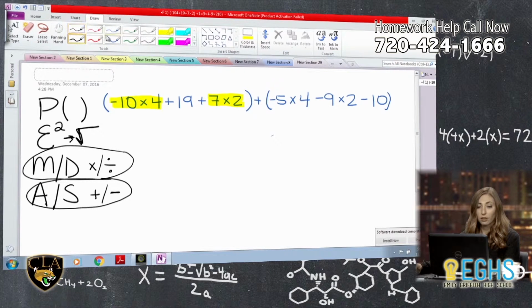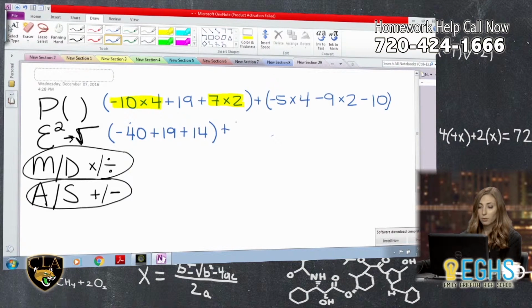So make sure the one on the left gets done first, everything gets rewritten, and then the one on the right gets done. So I'm going to leave my parentheses here. I'm going to start with this negative 10 times 4. It's going to give me negative 40. This plus 19, I didn't do anything with, so I'm going to leave it there. And then I have plus 7 times 2, which is 14, so plus 14.